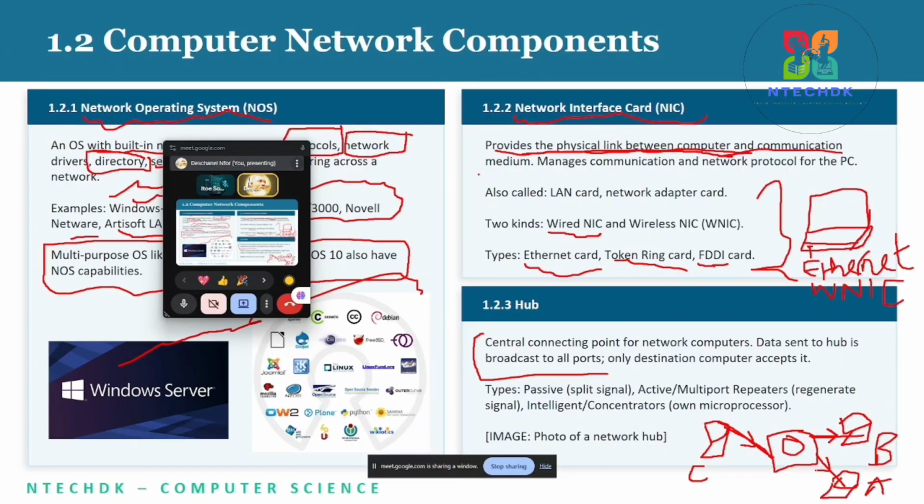If B sends it, who will receive? C and A will receive. If A sends it, who will receive? C and B will receive. So that's what the hub does, right?